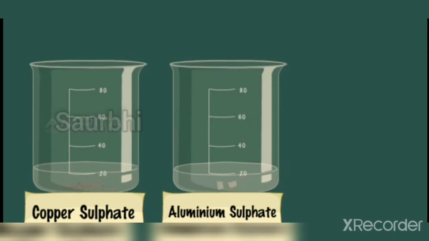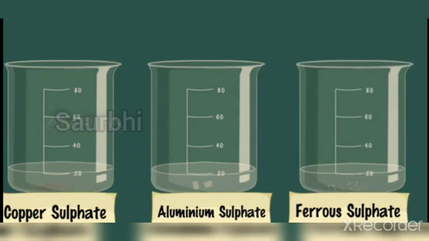In case of aluminum sulfate solution, no color change is observed. It means Zn is less reactive than Al, so it cannot displace the aluminum from Al2(SO4)3 solution.